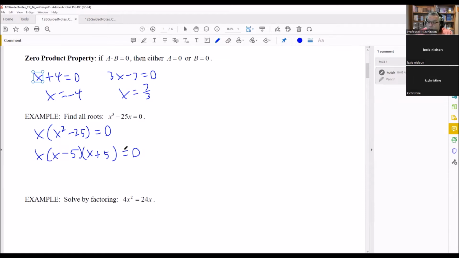So we get this. Now we're going to use the zero product property in order to find the answer. Each of these we're going to set equal to 0. So x equals 0, that's automatically one of our answers. Then we have x minus 5 equals 0, x plus 5 equals 0. And if you solve these, then you get 3 answers. X is 0, 5, and negative 5. So we get 3 answers there in that case.